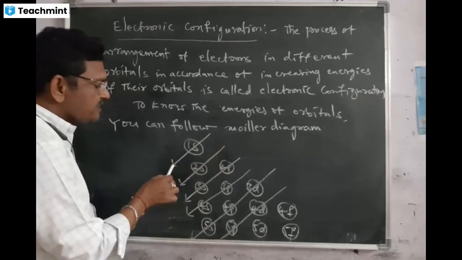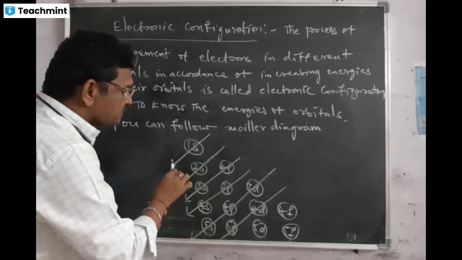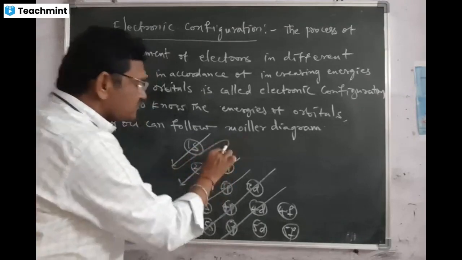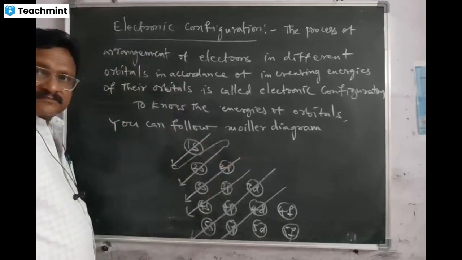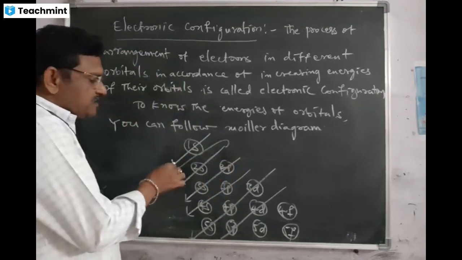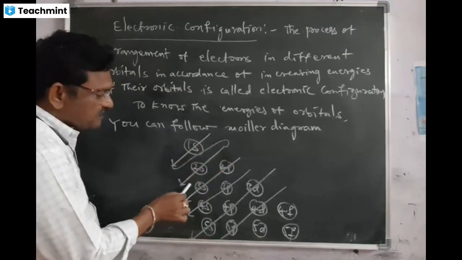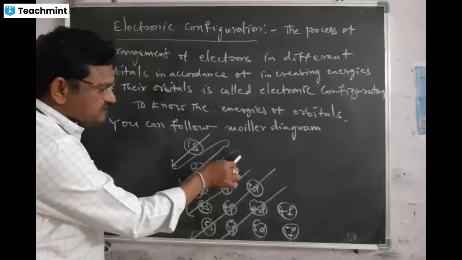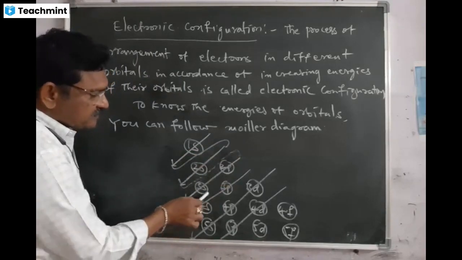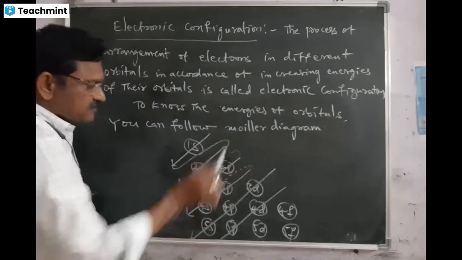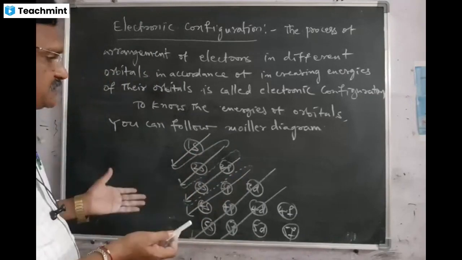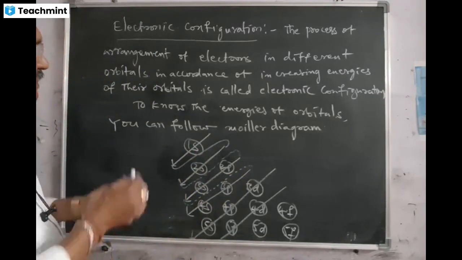You can connect the head to the next tail. Again you connect head to tail like this, and you connect the head mark to the tail, so that we can understand the different energies of the orbitals.